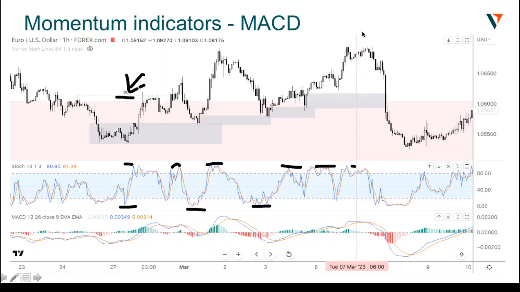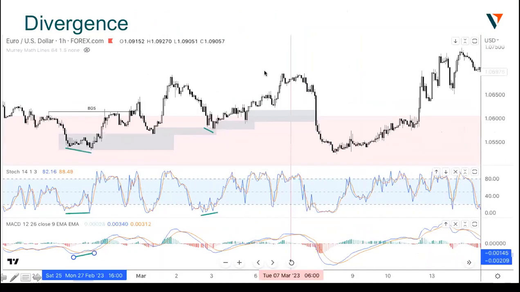Right, let's take a look at another setup here. Okay, so now let's take a look at divergence. So for divergence itself, apart from just trading based on indicators as well as market structures, we want to incorporate the divergence concepts that we've learned in the previous session.